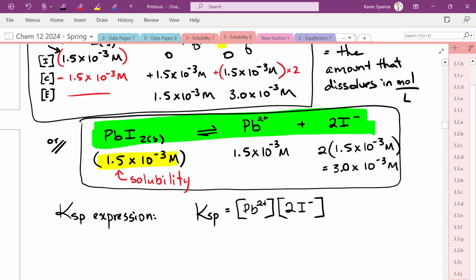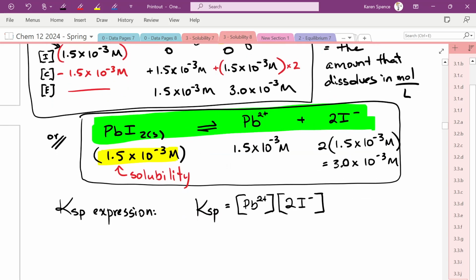And you guys get to critique my KSP expression. Tell me what you like about it, what you don't like about it. Mainly tell me what you don't like. We do not like that coefficient inside the bracket. Get rid of that, and it should instead be squared.